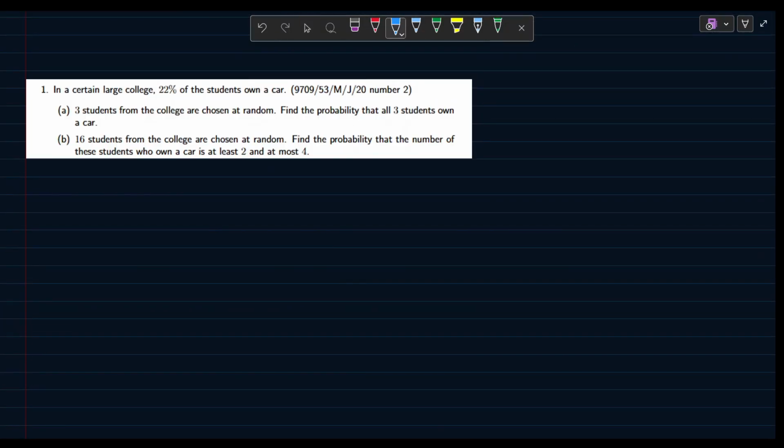Here we're given that in a certain large college, 22% of the students own a car. Part A says 3 students from the college are chosen at random. Find the probability that all 3 students own a car. So we can define a random variable. X is the RV, and we can say this is the number of students who own a car at this certain college.